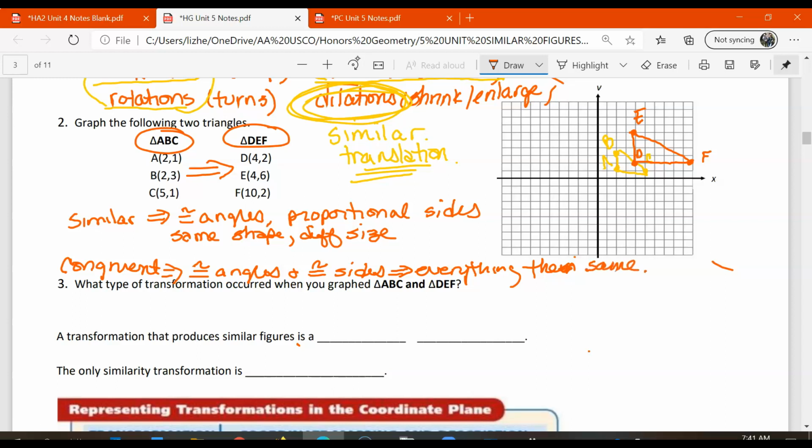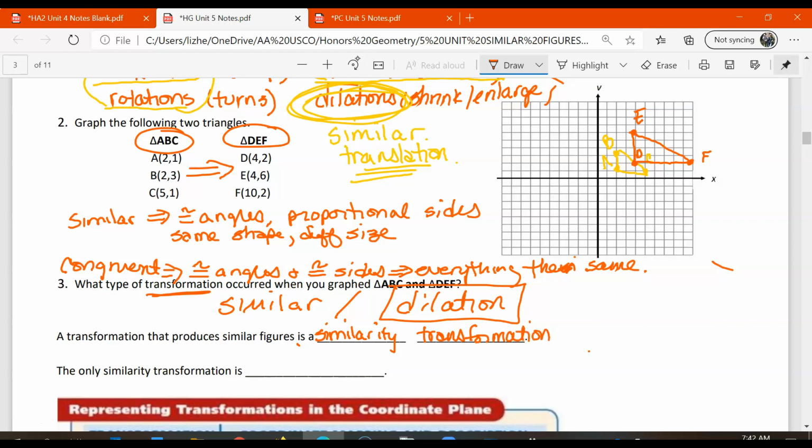All right, what type of transformation occurred when you graphed ABC and DEF? Well, I already told you, those are similar. Which means the type of transformation, though, is a dilation. That would be the proper answer there. A transformation that produces similar figures is a similarity transformation.